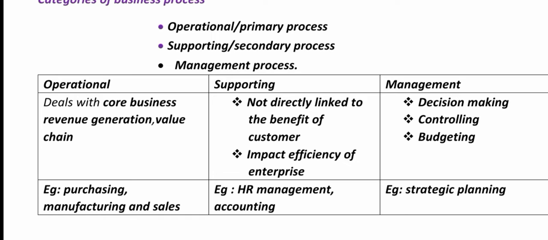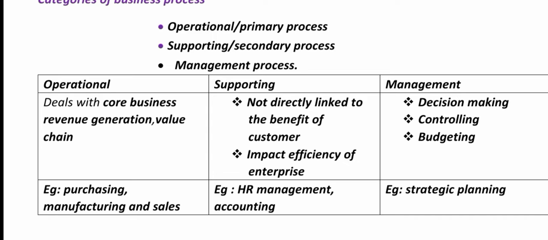Now, coming to the supporting process, which is not directly linked to the benefit of the customer. Now, in our cotton mill, the employees and the workers are very skilled and talented. They maintain good payroll procedures. They do not take unnecessary leaves, and they are very disciplined. These are qualities which do not give any direct benefit to the customer. However, this impacts the efficiency of the enterprise. When the efficiency of the enterprise is very good, it reflects in the quality of the products. When the quality of the product is good, the customer is benefited. Supporting process provides indirect benefit to the customer.